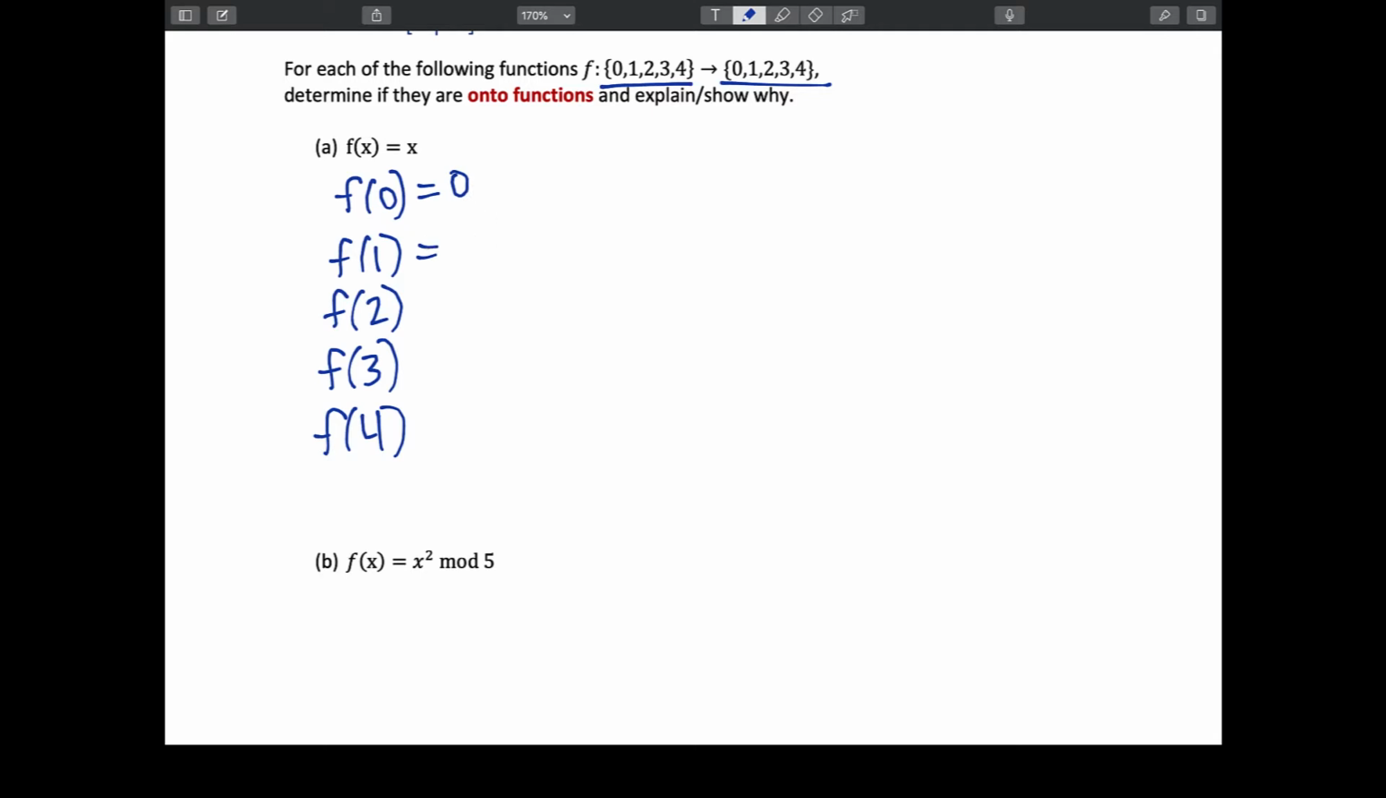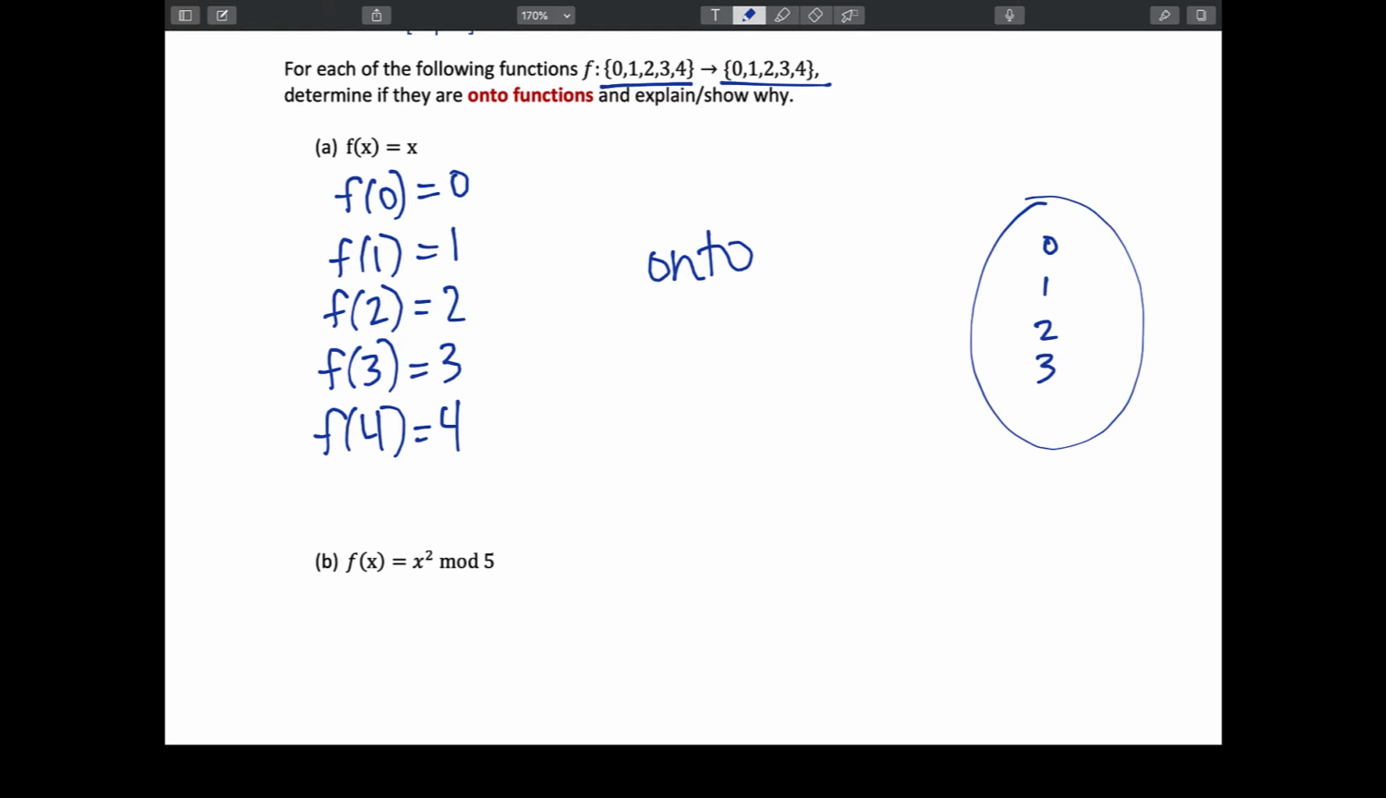Well, f of x equals x means f of 1 is 1, f of 2 is 2, f of 3 is 3, and f of 4 is 4. And so this is onto. Every element in the codomain 0, 1, 2, 3, and 4 has something coming to it from A. In fact, it goes straight across.